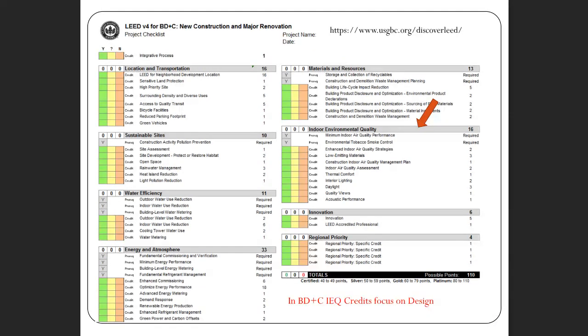Right, here's our IEQ scorecard. Again, looking at design. Same thing as always. 16 credits possible. Prerequisites. Prerequisites are required, must do. Credits are optional. You can do enough of them to achieve the score that you want to get in your project.